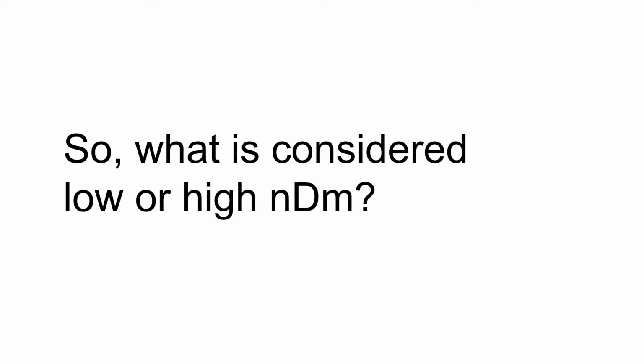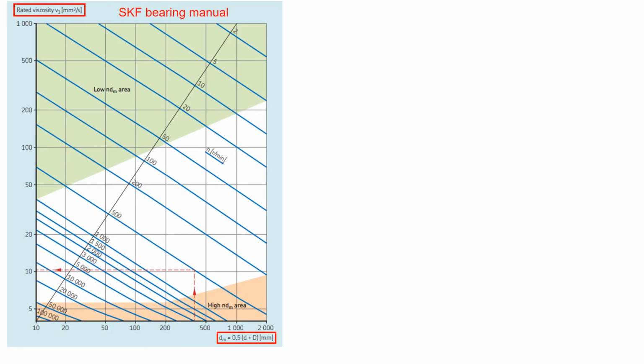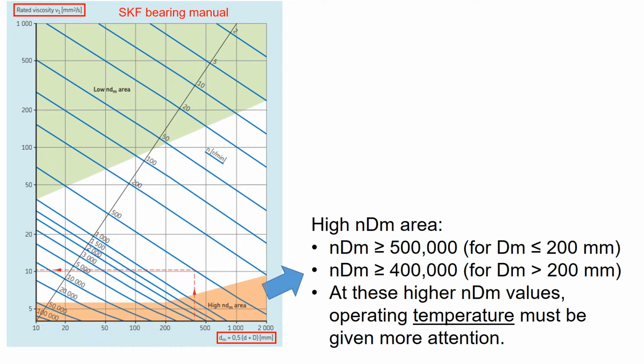The limitation of bearing NDM depends on many factors, such as what the bearing ball is made out of. For example, is the ball made out of ceramic balls or steel balls? Another major factor that affects the NDM is lubrication. So you have to understand what type of lubrication is used. Is it grease or oil? But in general, if you look at the SKF bearing manual, high NDM is considered beyond 500,000.